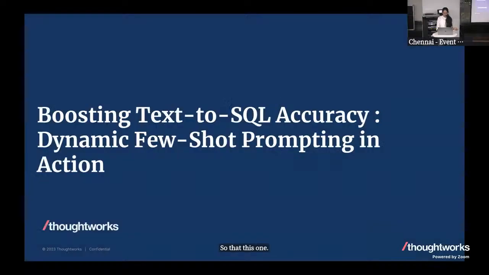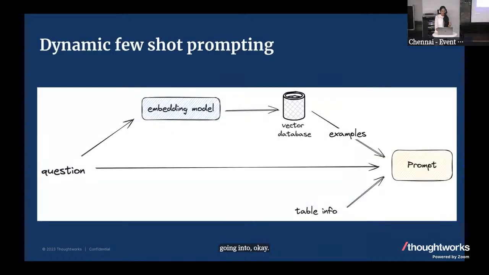So that is why we have something called dynamic few shot prompting. Why dynamic few shot prompting in text to SQL specifically is because text to SQL is something that is growing in today's world, and we saw that dynamic few shot prompting improved the performance of text to SQL. I'll just give a quick overview of what dynamic few shot prompting is.